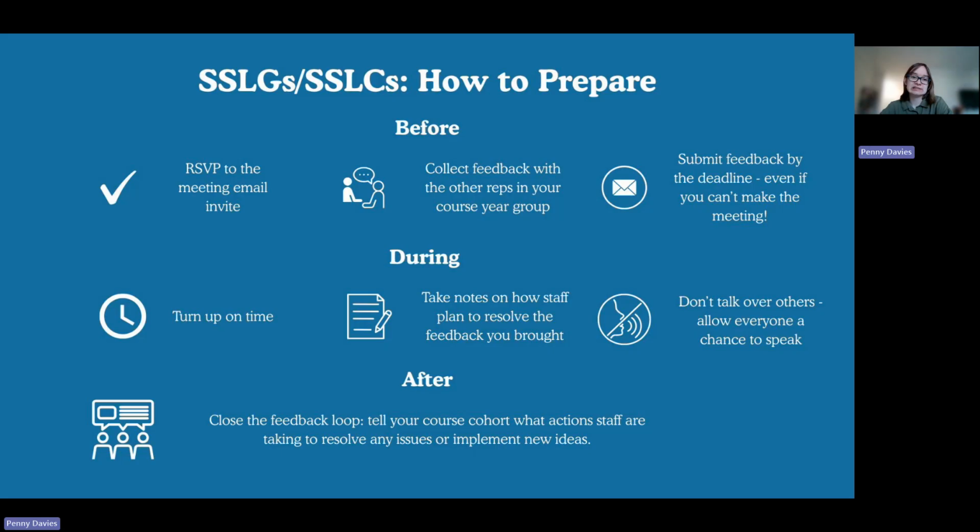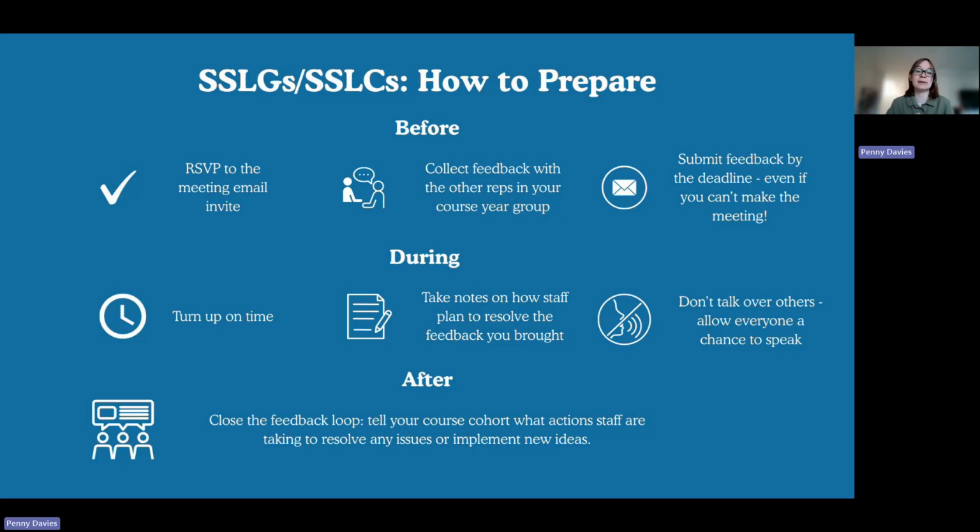So SSLGs, how to prepare. Before the meeting, make sure you actually RSVP to the meeting invite. You'll get an Outlook invite to your university email. Say whether or not you can go. Ideally, you will go to every single SSLG that you're invited to, and there's 2 a year, 1 every study block. But if you can't go for whatever reason, because sometimes life happens and it means you can't attend these kinds of meetings, please just let your department admin know that you won't be going.